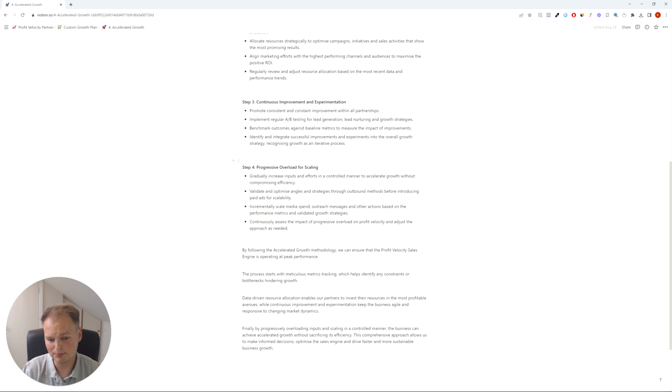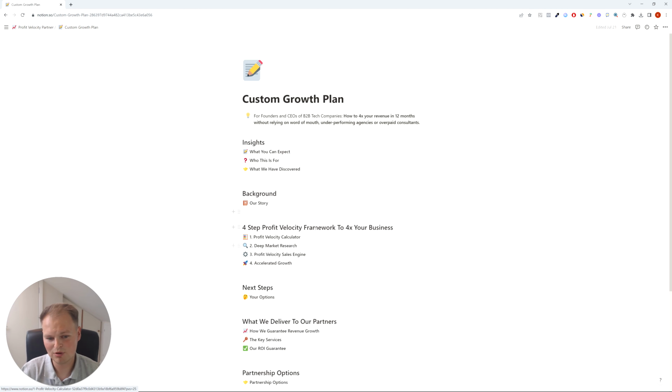And finally, by progressively overloading inputs and scaling in a controlled manner, the business can achieve accelerated growth without sacrificing its efficiency. This comprehensive approach allows us to make informed decisions, optimize the sales engine, and drive faster and more sustainable business growth. So that is an overview of our 4-step profit velocity framework.